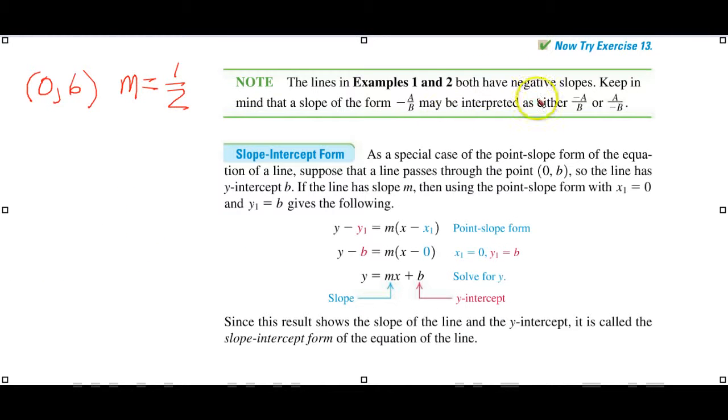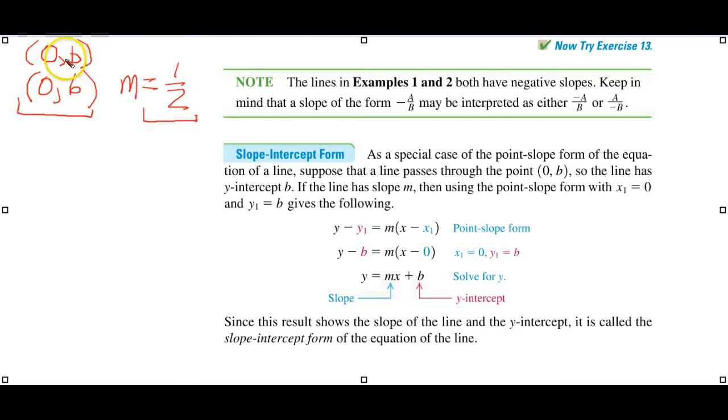Now, what they're showing us here, every once in a while you'll run into this, where they give you a point and the slope, but notice that this point they're giving us is 0, b.